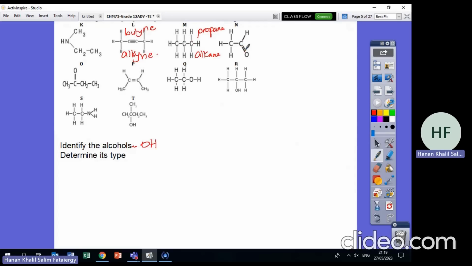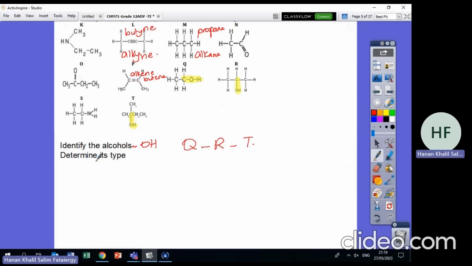Now this one I will speak about in lesson 8. This one has C double bond O, so this is not alcohol. This one has OH group, so this is alcohol. This one has OH group, so this is alcohol, and also this is alcohol. Now this one is not alcohol. This one has nitrogen, this is not alcohol. Now this one has a double bond, so this is called alkene. We have 1, 2, 3, 4, so this is called butene. So the ones that are alcohols are Q, R, O, T.